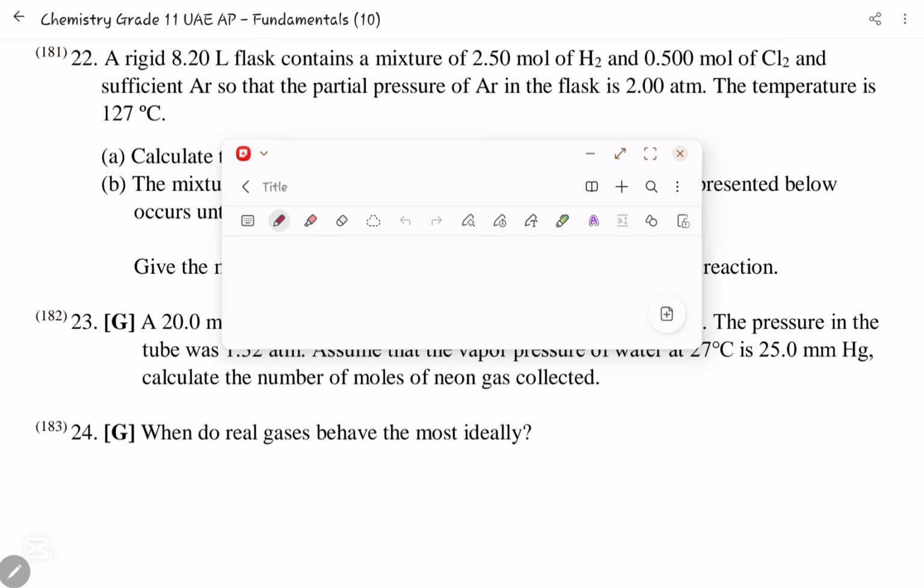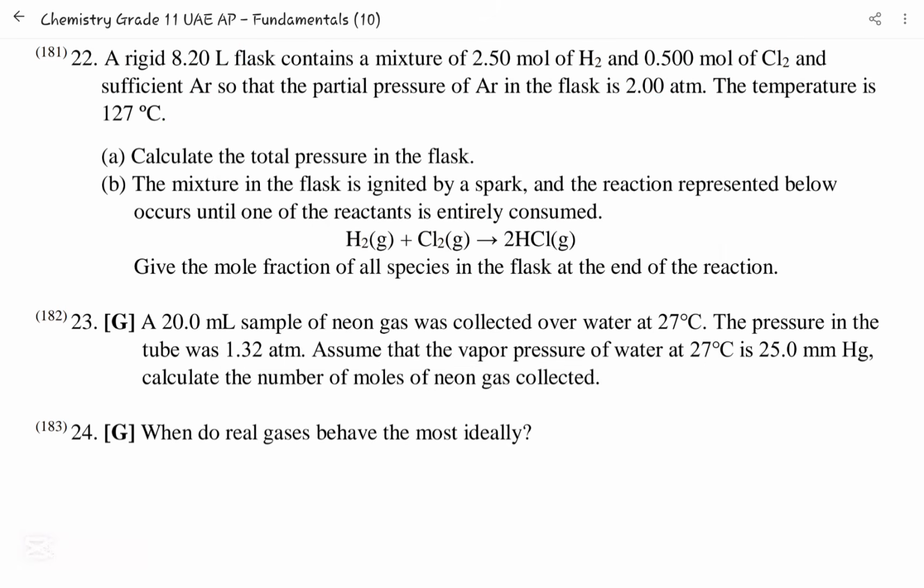Okay, so let me just get rid of this. We now have that the number of moles of argon is 0.500 moles. What we could find is the total number of moles. Total number of moles would be 2.50 plus 0.500 plus 0.500, and you would get an answer of 3.50 mole. Okay, now what can I do with this? Let me find the mole ratio of argon.